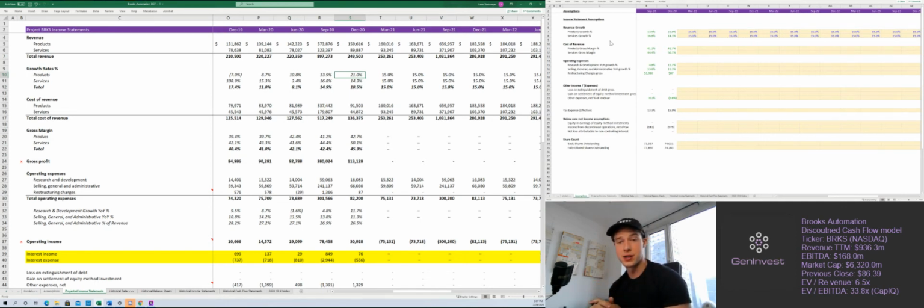Somebody asked here, Nikhil asked, where did I download the income statement, balance sheet, and cash flow from? Great question. I get these from bamsec.com. Bamsec is where I find all of my regulatory filings. It's where I find the 10Ks, the 10Qs, the 8Ks. And Bamsec is free to explore statements.